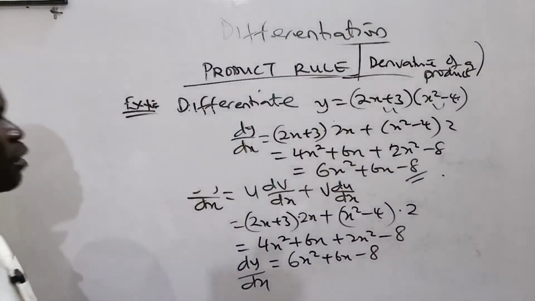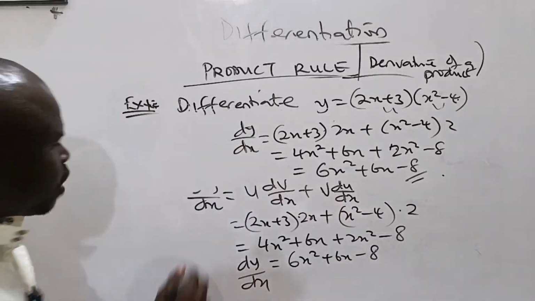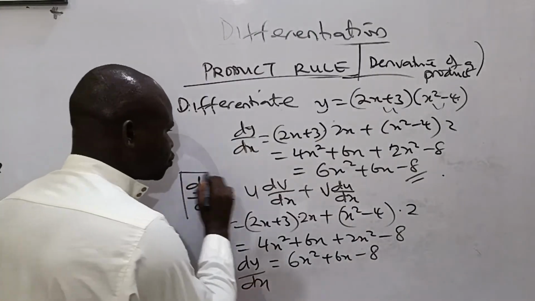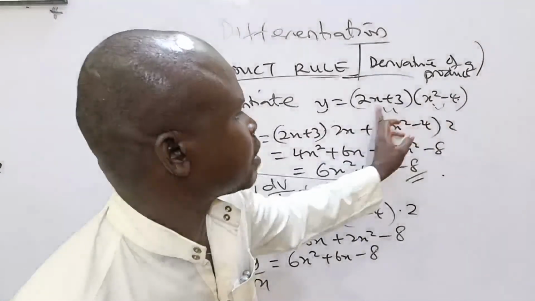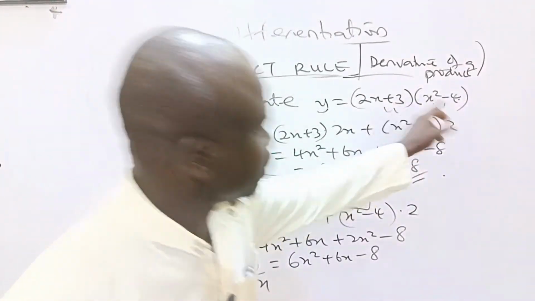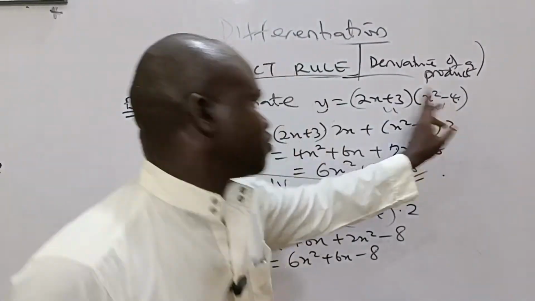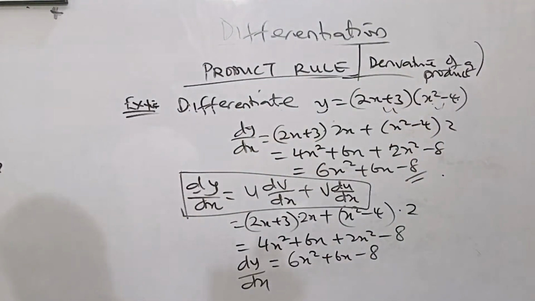Which is simple. You might decide not to write all this once you are familiar with this formula, and you don't need to memorize it. If y is a product of two functions, pick the first one, differentiate the second one. You come back and pick this, you differentiate this. Just simplify. You're going to get your answer.